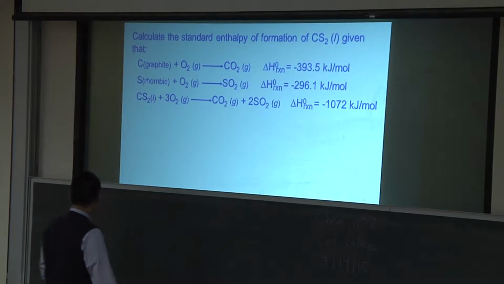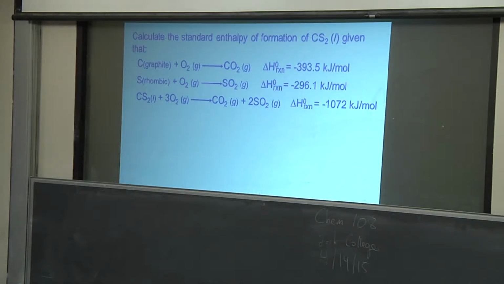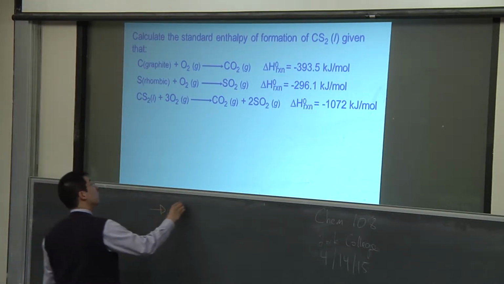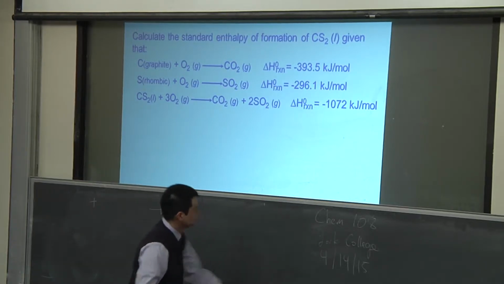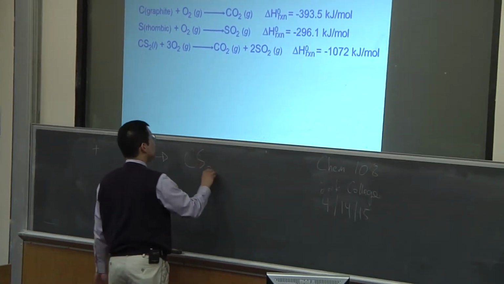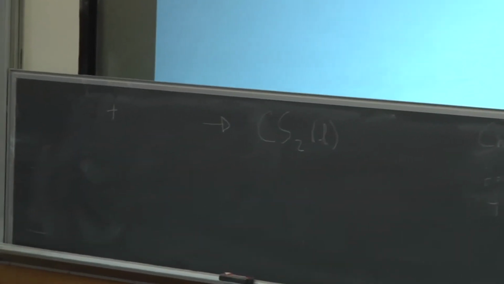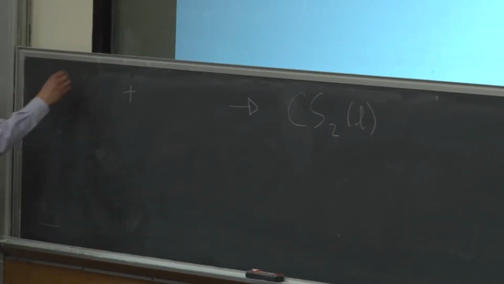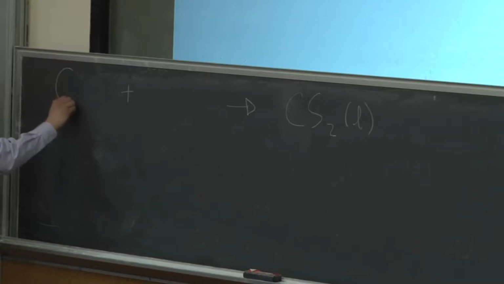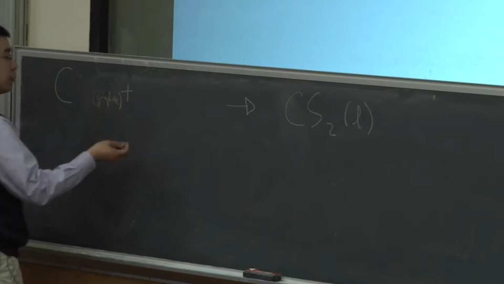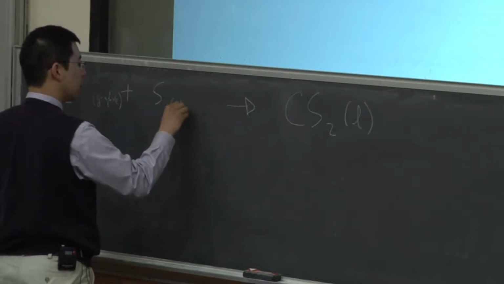The enthalpy of formation refers to the formation of a compound, in this case CS2, from its elements. So it's going to be something plus something gives me CS2, and in this case it's liquid. How could you form CS2 from its elements? C, in this case graphite, because there's more than one solid form of C, plus S, rhombic.